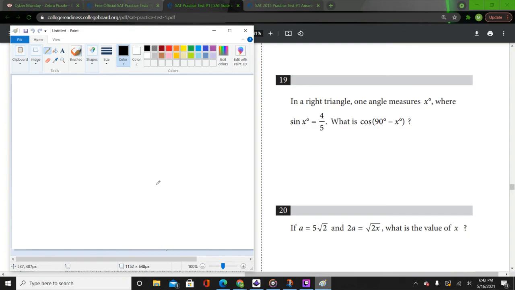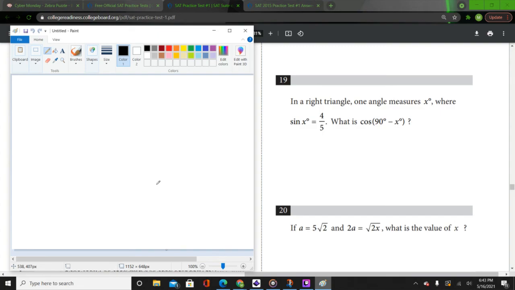In a right triangle, one angle measures x where sine of x equals 4/5. What is cosine of 90 minus x? Cosine of 90 minus x. Shoot, I feel like there's some sort of easy trick that would make it easier, but honestly, I forgot. I'm not a genius at these sort of things. I haven't taken the SATs in a while, which is a good thing because I hate the test.